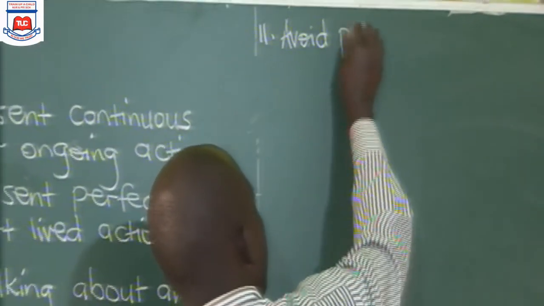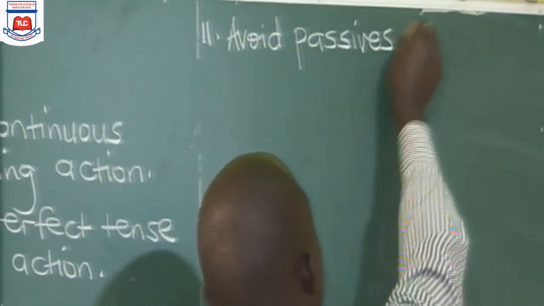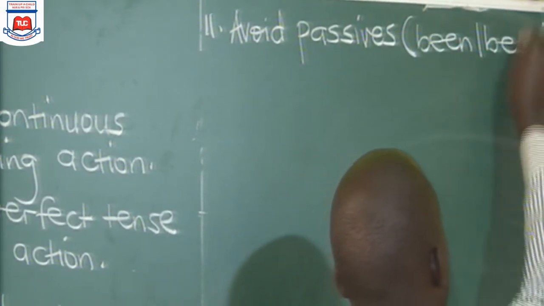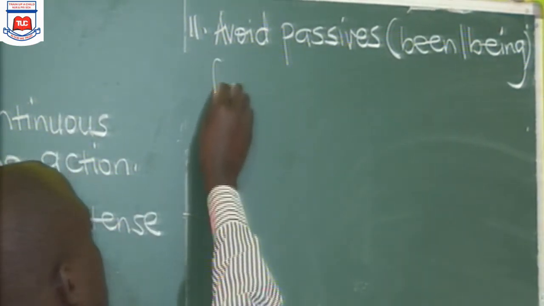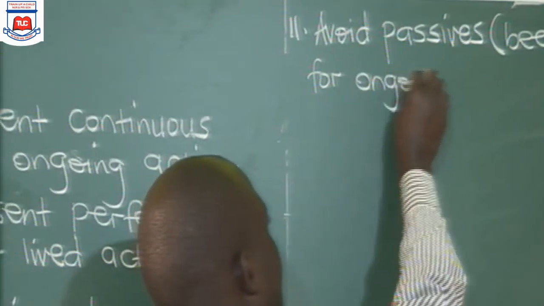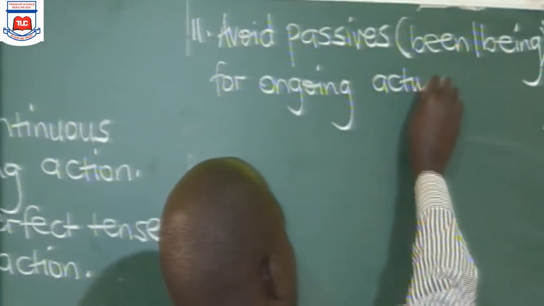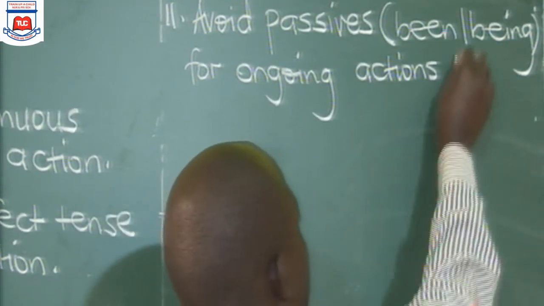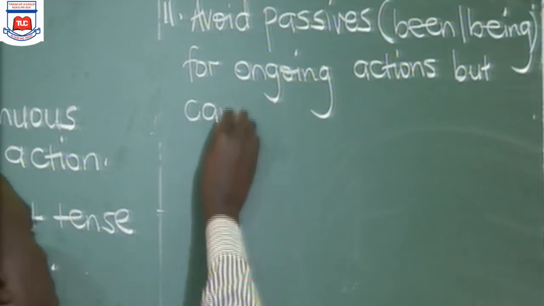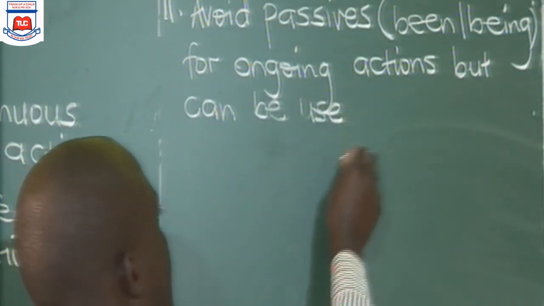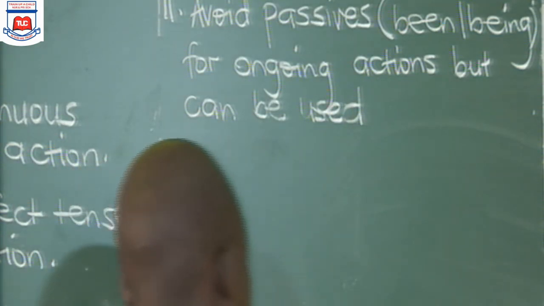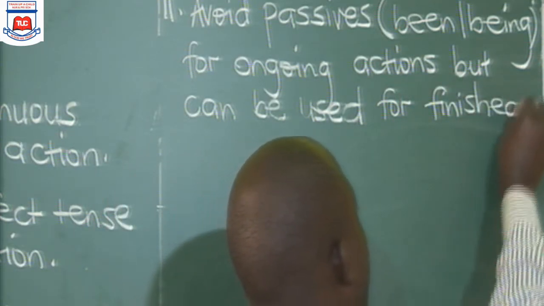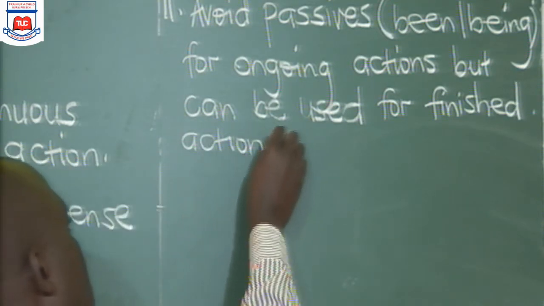Next, we must make sure that we avoid passives. What do we mean here? Don't use "been" or "being" for ongoing actions. But we can use them with finished actions. "Been" and "being" can be used for finished actions. What do I mean here?